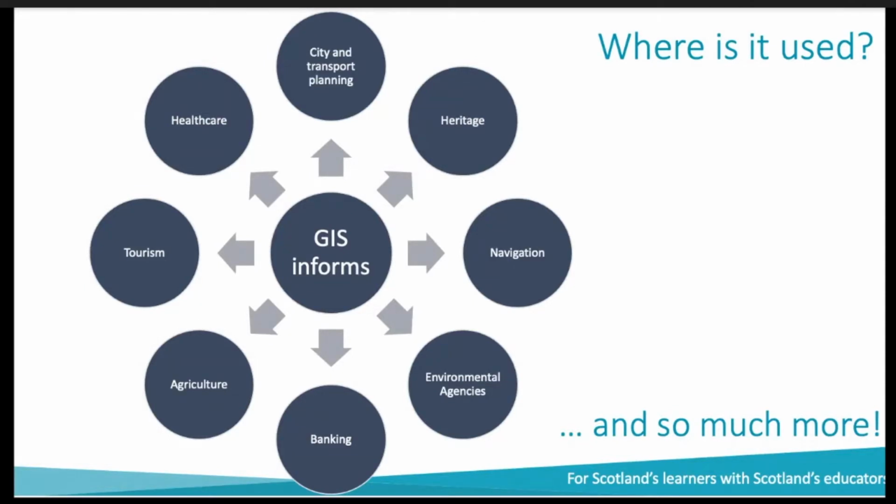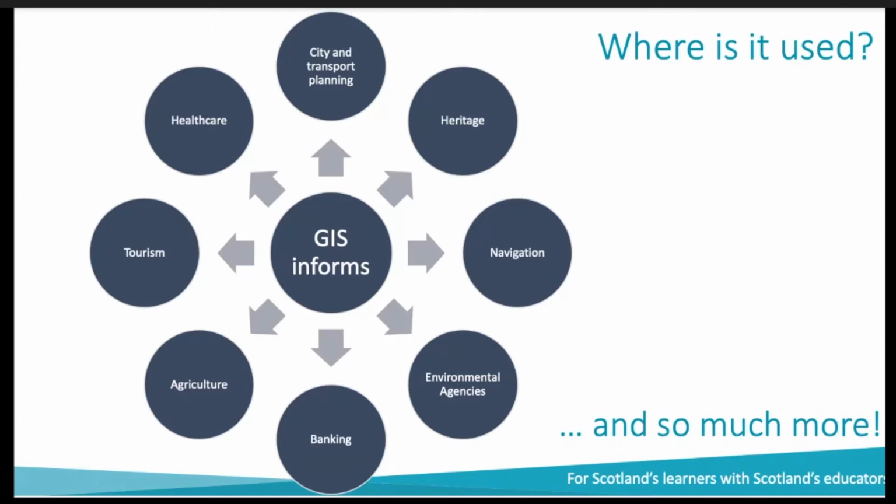So GIS is informing lots of industries and areas. We've got traditional things that it showed in those videos and that we've spoken about, such as city planning, healthcare, knowing when and if there's lots of accidents in an area or there's a high density of people, perhaps there's a hospital needed there or out of hours services needed, if there's policing needed.